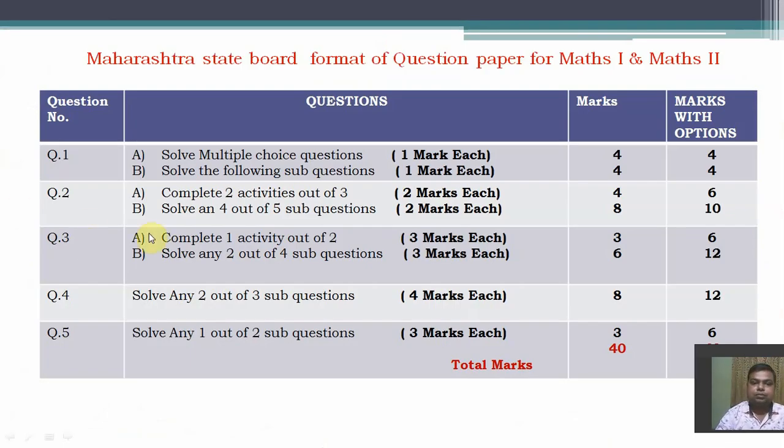Now again question number 3A is activity based. You have to complete 1 activity out of 2. Here 2 activities will be given. You have to attempt any 1 activity correctly and each activity will cover 3 marks.